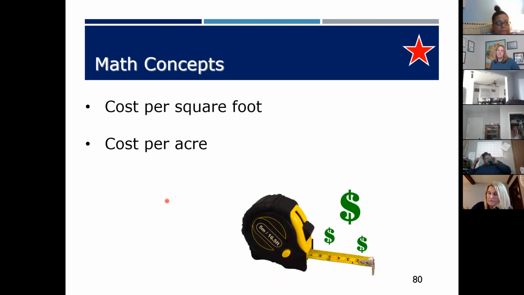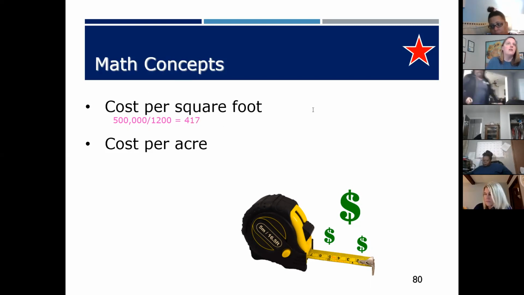Some math concepts, just some terminology that we use. Cost per square foot, cost per acre. If you're looking at cost per square foot, we're determining how much each square foot costs. If you're looking at cost per acre, we're determining how much each acre costs. So if the entire cost of the property is $500,000 and there are 1,200 square feet, take your cost of the property, divide it by the square feet, and you can learn that each square foot of that property costs $417, rounded. How much does this square foot cost? $417. How much does this one cost? $417. Remember we said per sometimes is a fancy word for divide.